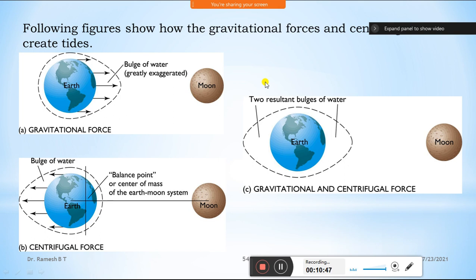So it goes from the maximum to the minimum, and from the minimum to the maximum. It varies. The first and third quarter moons are called neap tides, and the full moon and new moon are called spring tides.